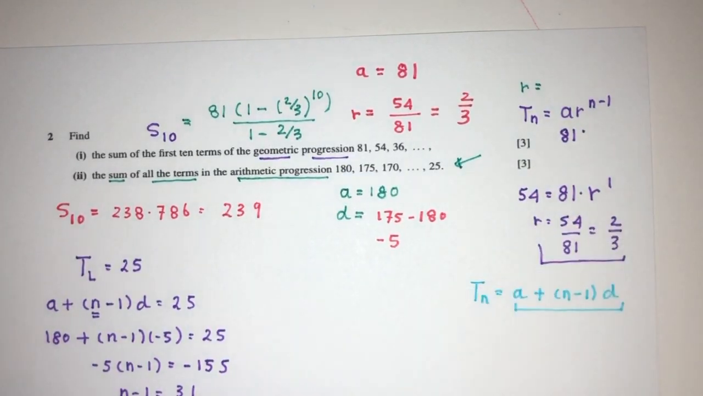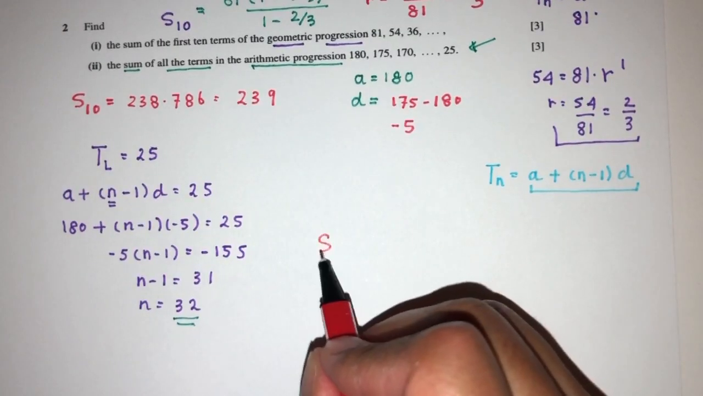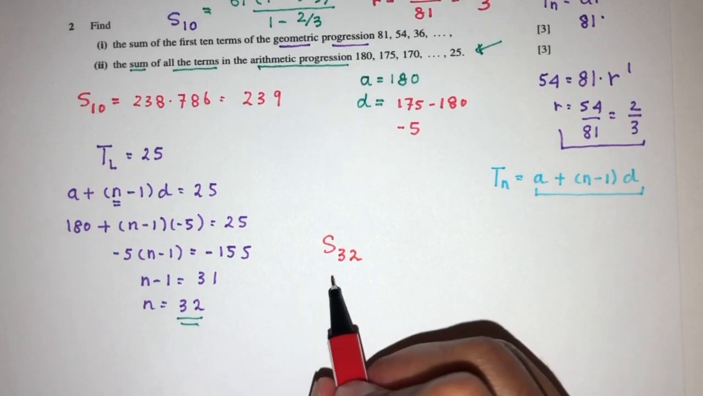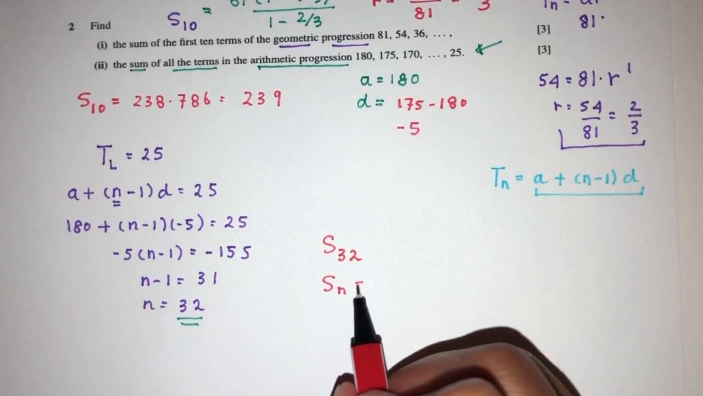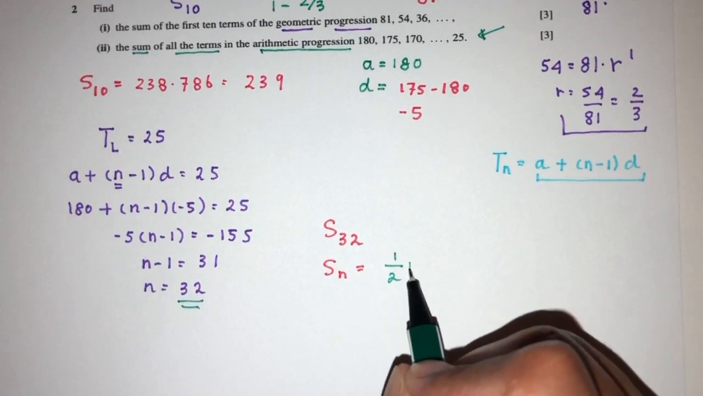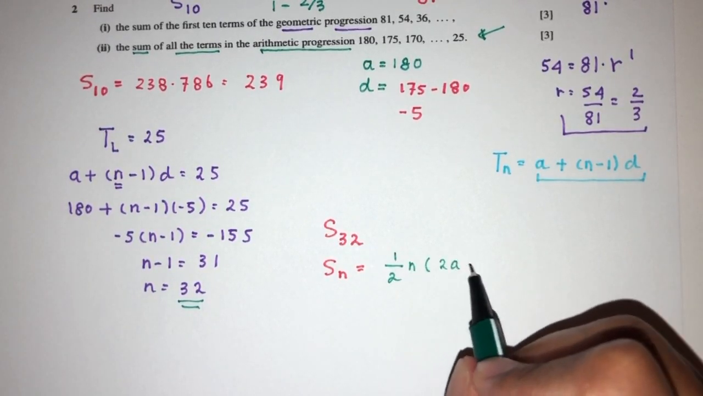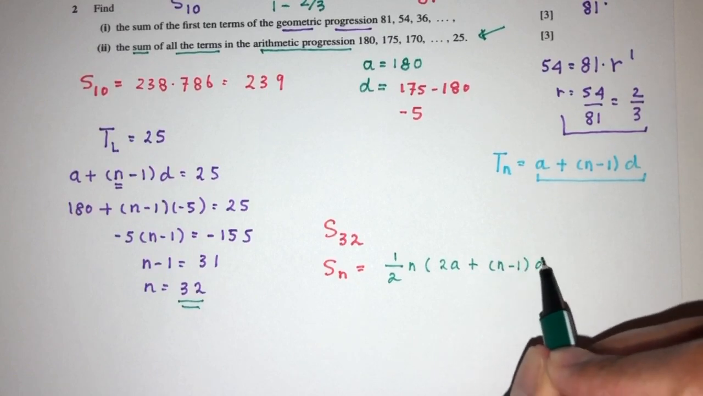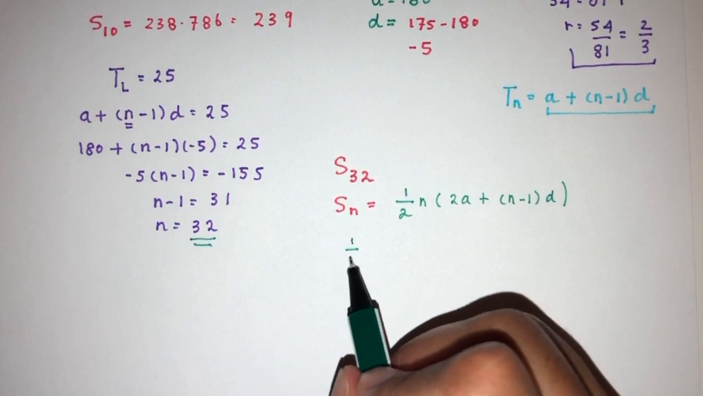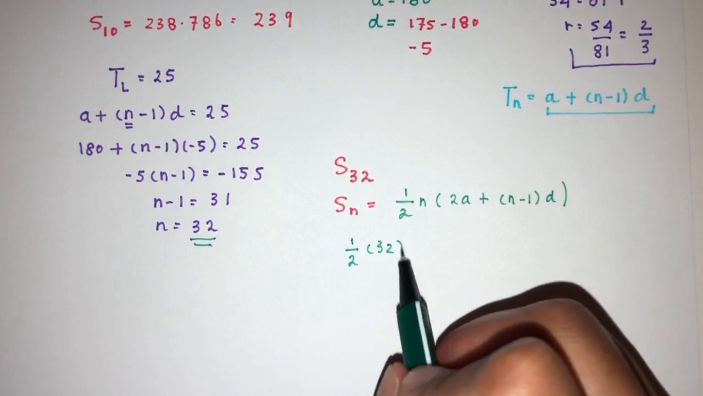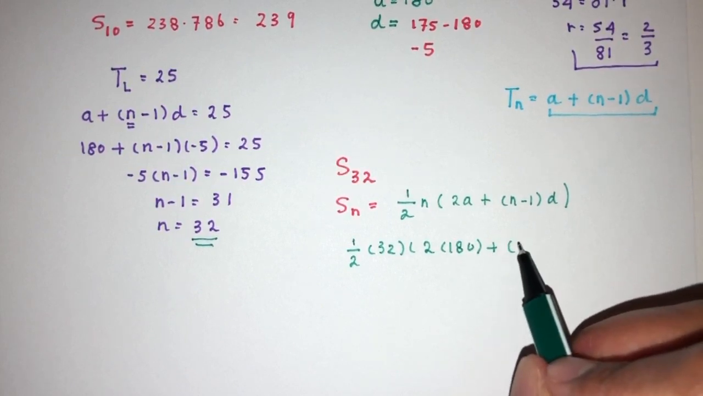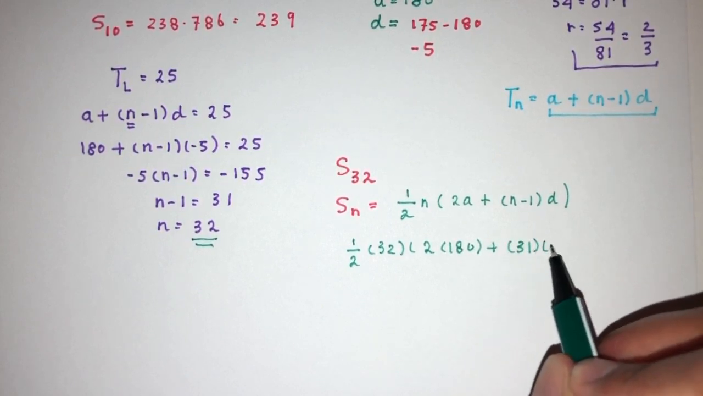So we realize that we have 32 terms in this progression. Now with that knowledge, we can find the sum of the 32 terms in this progression. Now we understand the sum of the first n terms is given to you by what formula? We have to know it is half times n, and then we have 2a plus n minus 1 times d. Right, so replace back in your formula. Half is half, n is 32, 2a is 180, plus n minus 1 is 32 minus 1 is 31, times d will be minus 5.